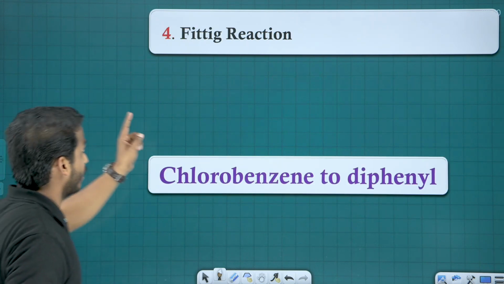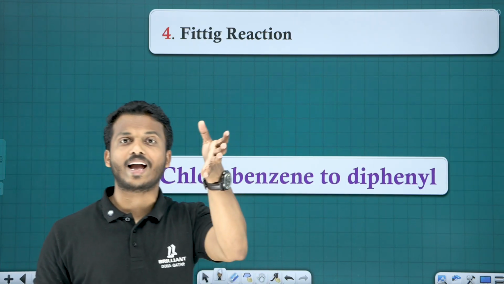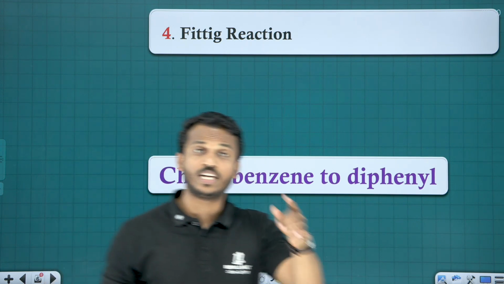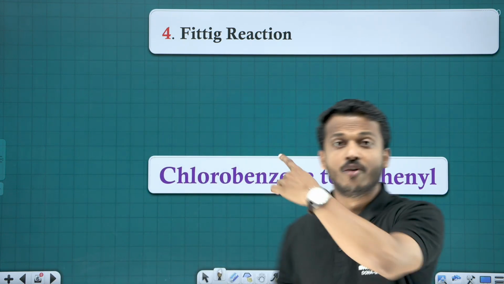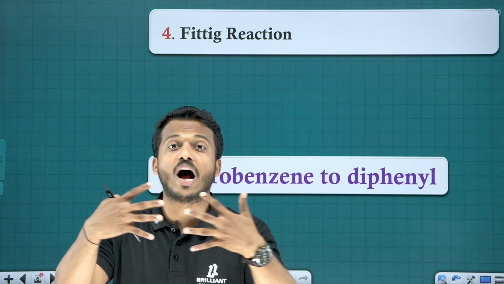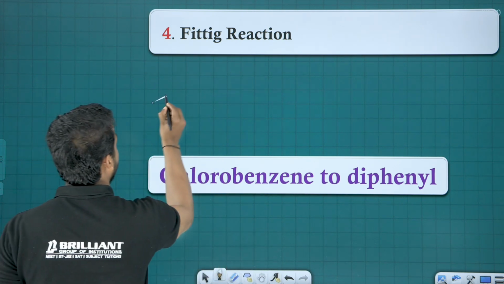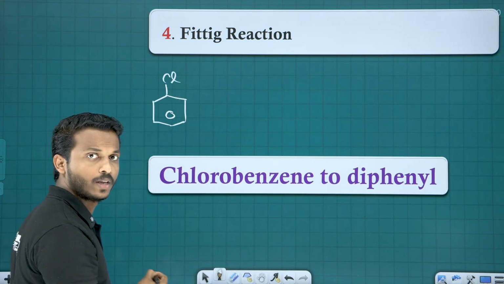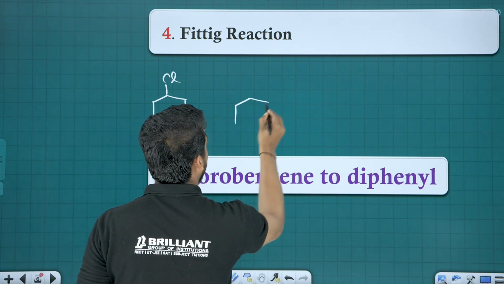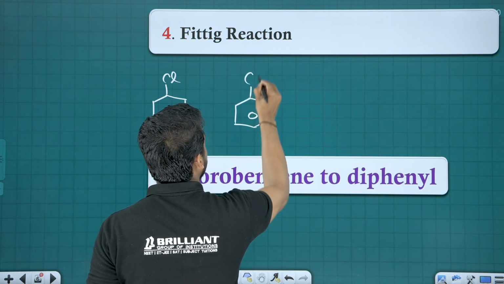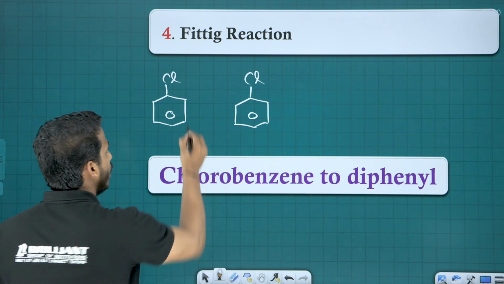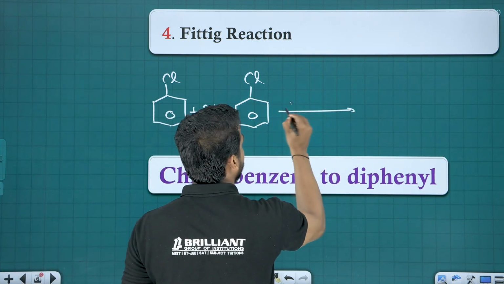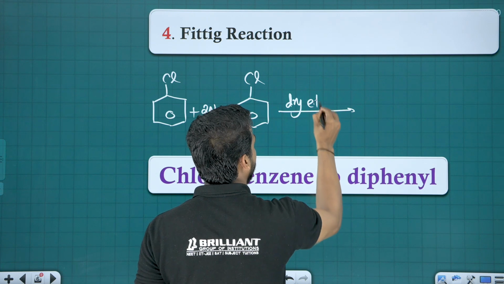Ready? We have another reaction called Fittig reaction. This is to combine two haloarenes. Wurtz is to combine two haloalkanes. Fittig is to combine two haloarenes. For example, let me take chlorobenzene. Let me take one more same chlorobenzene. So it's a reaction between two haloarenes, reacting with what? Sodium. Same thing, with a dry ether medium.